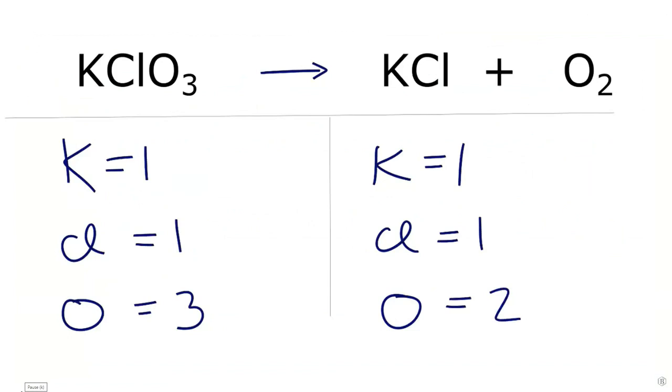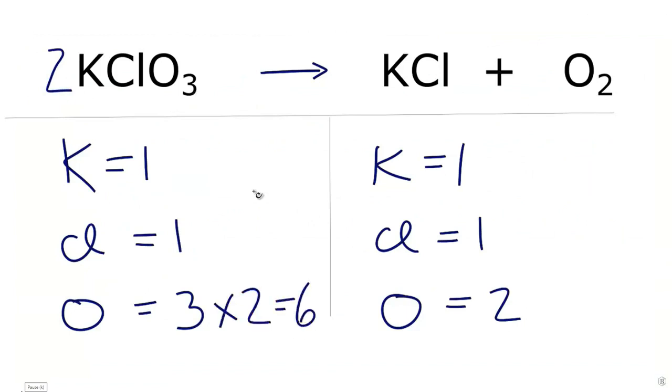We have a bit of a problem. We have an even number here and an odd number over here, and that often confuses people. The strategy I like to use is get this to be an even number, and I can do that by multiplying by 2. So I'm going to put a 2 as my coefficient in front of the KClO3, and 3 times 2 equals 6.